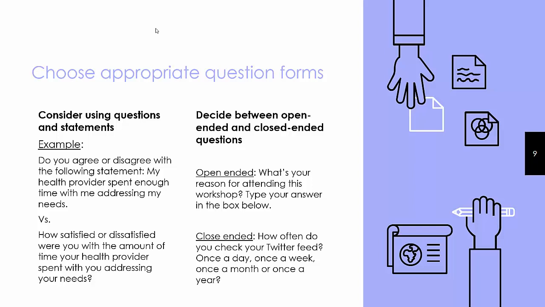The next one is closed-ended. How often do you check your Twitter feed? Then you give your participants options, and they pick one or all, and we'll talk about the considerations for that a little later.